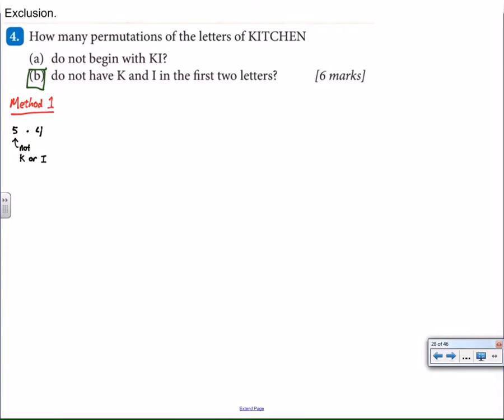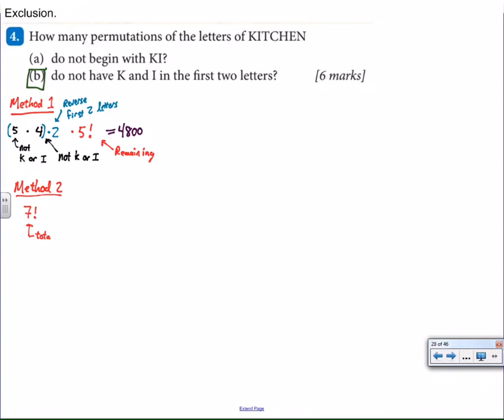So the second question is subtly different, though, because we do not have K or I in the first 2 letters. And so basically what we have to do here is the direct approach, as it were. You have 5 choices for the first letter to not be a K or an I, and now you've used one of those letters already, so now there's 4 choices left for not K or I. And then we could also have the situation where there's IK. So there's KI or IK, and we've considered 2 of those options, and then we have 5 factorial for the remaining. That makes a total of 4,800.